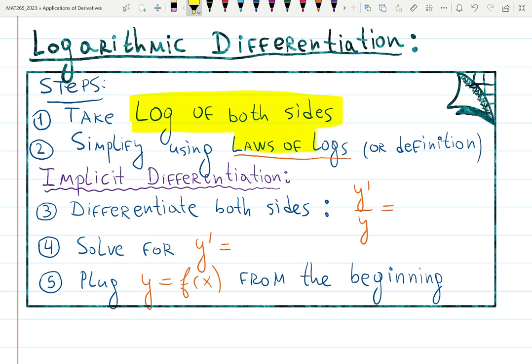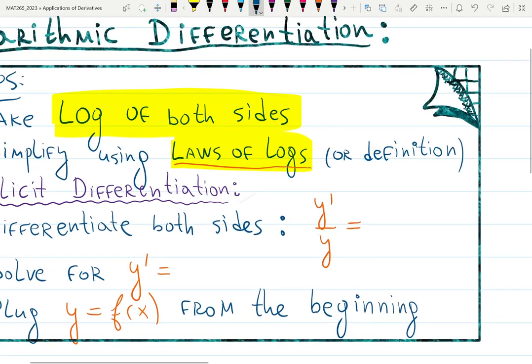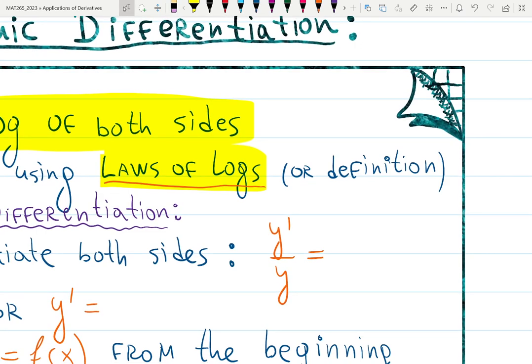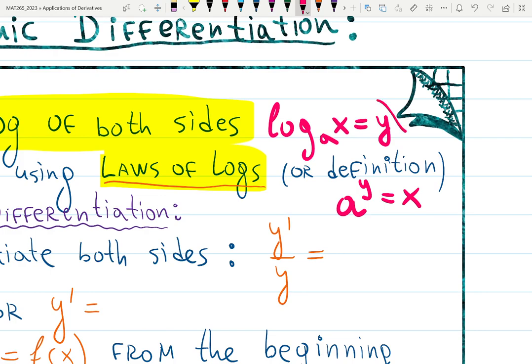Then you use laws of logs to make whatever you have look easier. That's the whole point, why you're applying it: to use laws of logs. Or sometimes you use the definition. You remember the definition. Let me remind you: if you have log base a of x equals y, then you can write down a, the base is the same, and now input becomes output, output becomes input. a to the y equals x. That's the definition. So you can use that also.